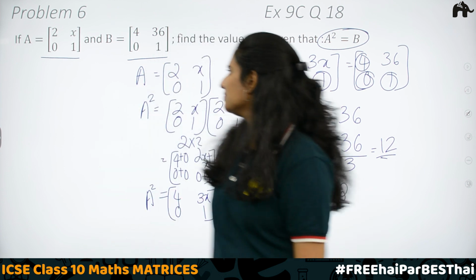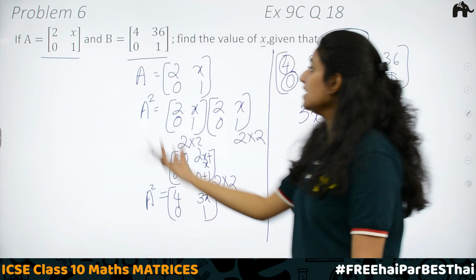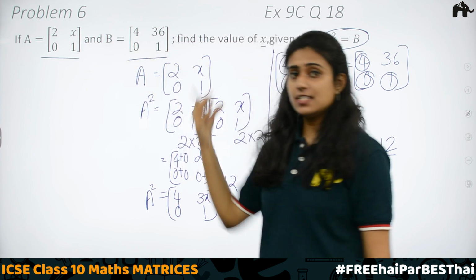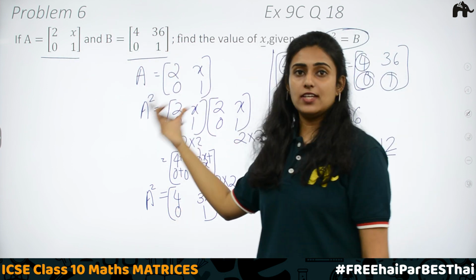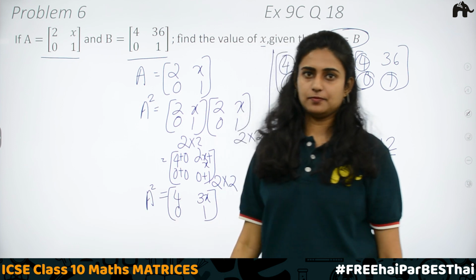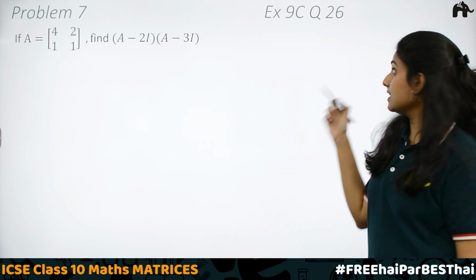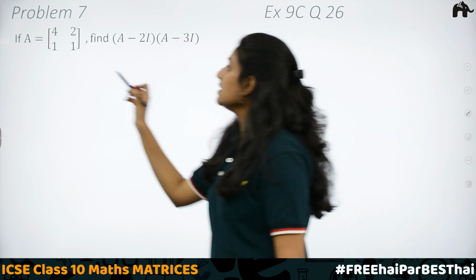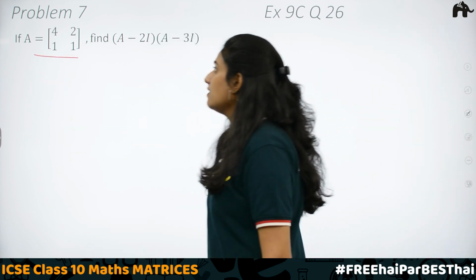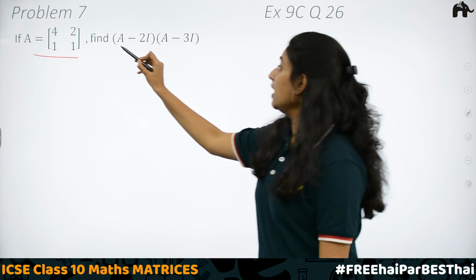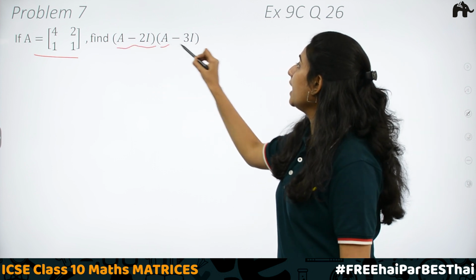Very easy, right? We just need to find A square first. After getting A square, equating with B, we get the value of x. Okay. Next problem. Question 26 of exercise 9C. If A is equal to 4, 2, 1, 1, find A minus 2I into A minus 3I.